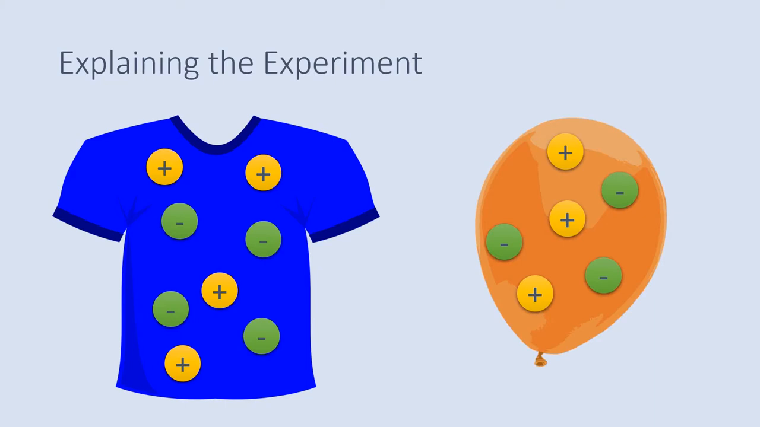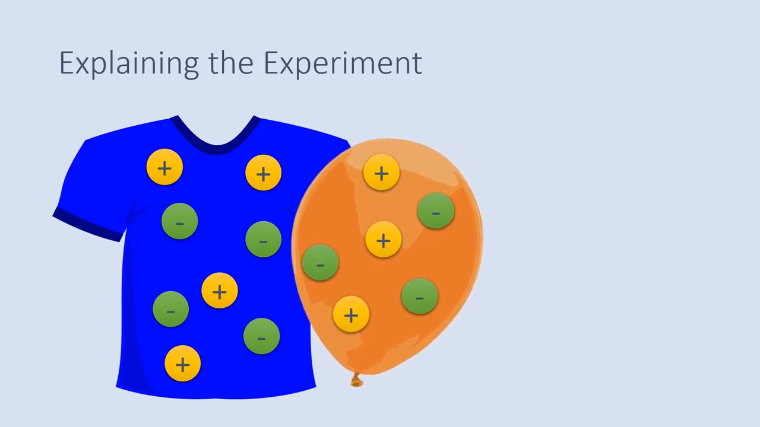Usually, most objects contain similar numbers of protons and electrons, and so overall have no charge, as they have the same number of positive and negative charges, like my t-shirt and balloon here. However, we can change this situation. When I rubbed the balloon on the t-shirt, some of the electrons were transferred onto the balloon. This means that the balloon now has more negative than positive charges, and we would say that it has a negative charge overall.